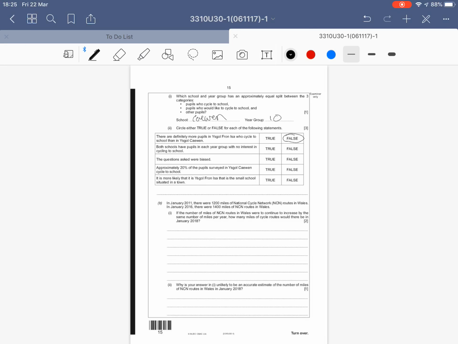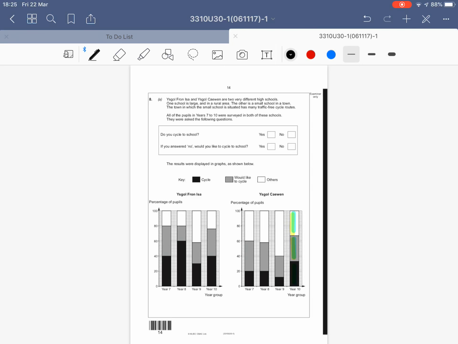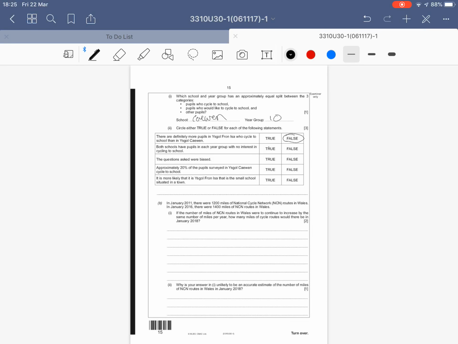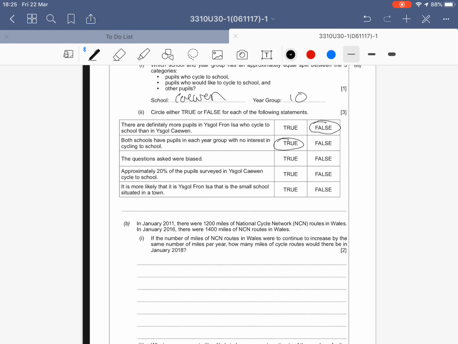Next one. Both schools have pupils in each year group with no interest in cycling to school. So that would be the other section. Each one has an other, so therefore, yeah, that's true. Each one has a white space, so that's going to be true. Questions asked were biased. Do you cycle to school? That's not a leading question, so it's not biased. If you answered no, would you like to cycle to school? That's not persuading them to answer yes or no, so they're definitely not biased. So the statement is that the questions asked were biased. No, they're not biased, so I've got to circle false.